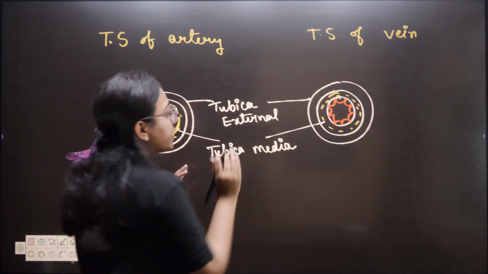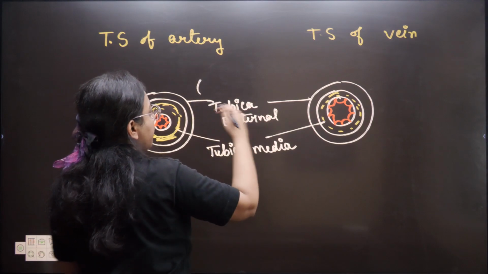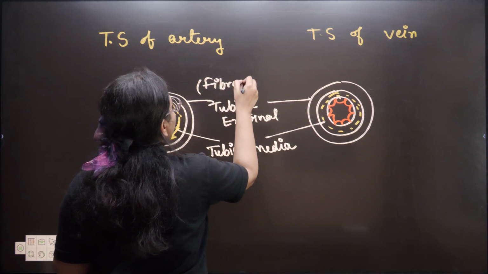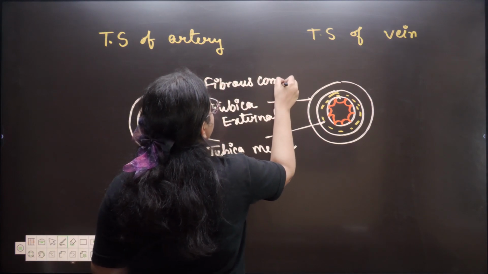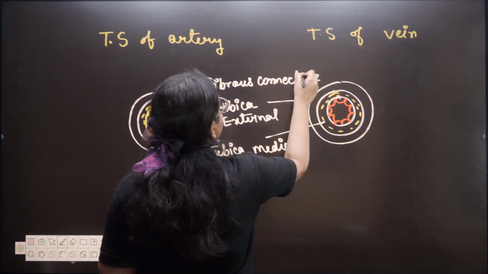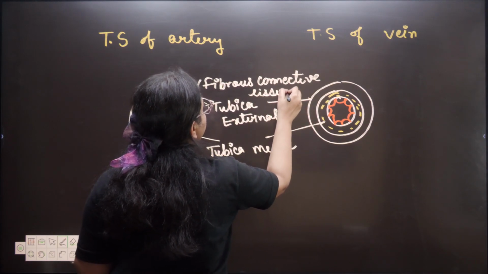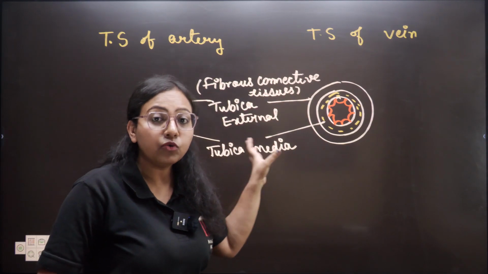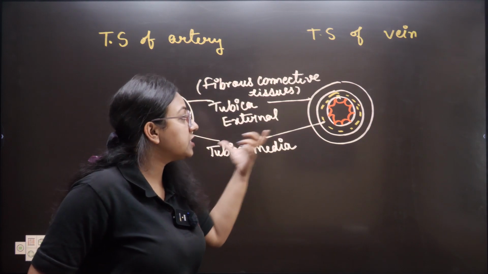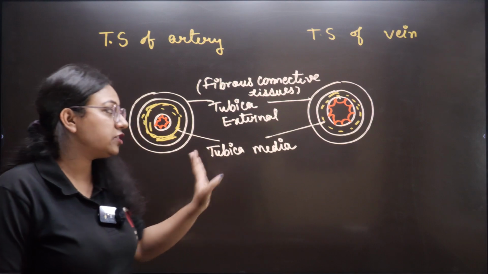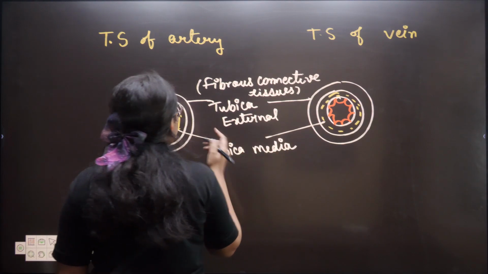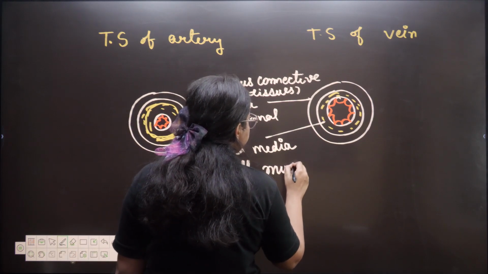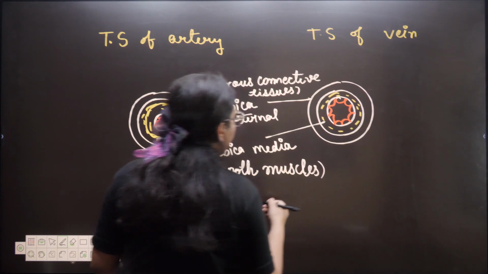Now when you write tunica external, you also have to mention how it is made, what it is made from. It is made of fibrous connective tissue. So you have to be very particular about writing what it is made of. Then only you'll get the full marks, otherwise you'll not get the complete marks. Then tunica media is made up of smooth muscles.